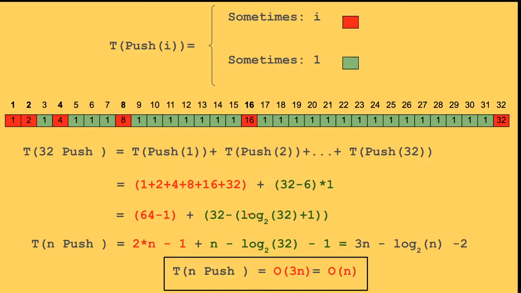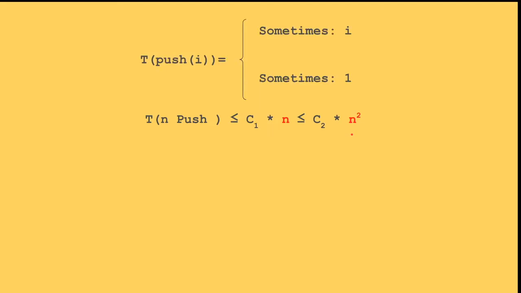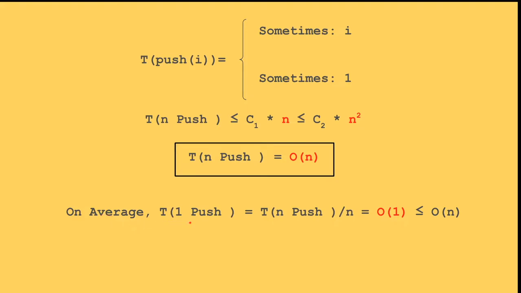And basically, if you simplify this, it all adds up to 3n minus log of n, which means T of n pushes is O of 3n, equal to O of n. Now that I have T of n pushes equal to O of n, compared to previous times that I found it to be O of n squared, I have a significant difference. And if T of n pushes is equal to O of n, then on average, T of one push is equal to T of n pushes divided by n, which equals O of 1.